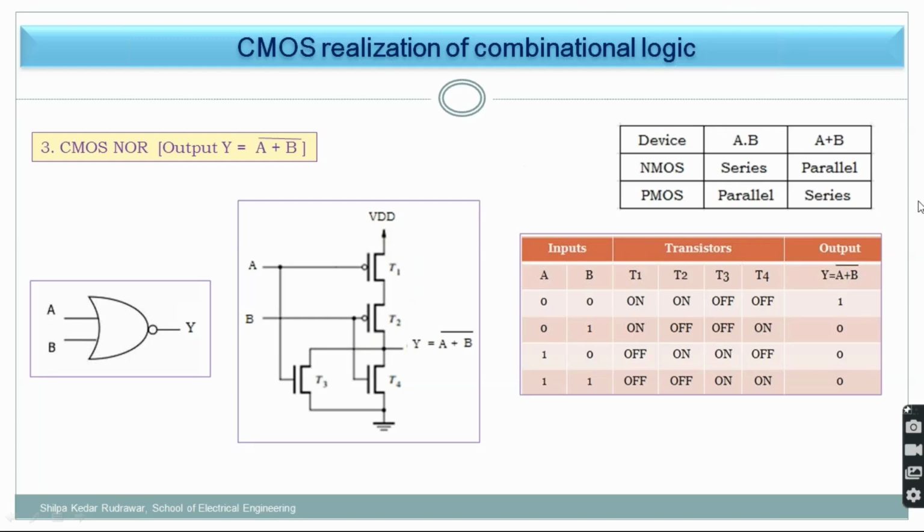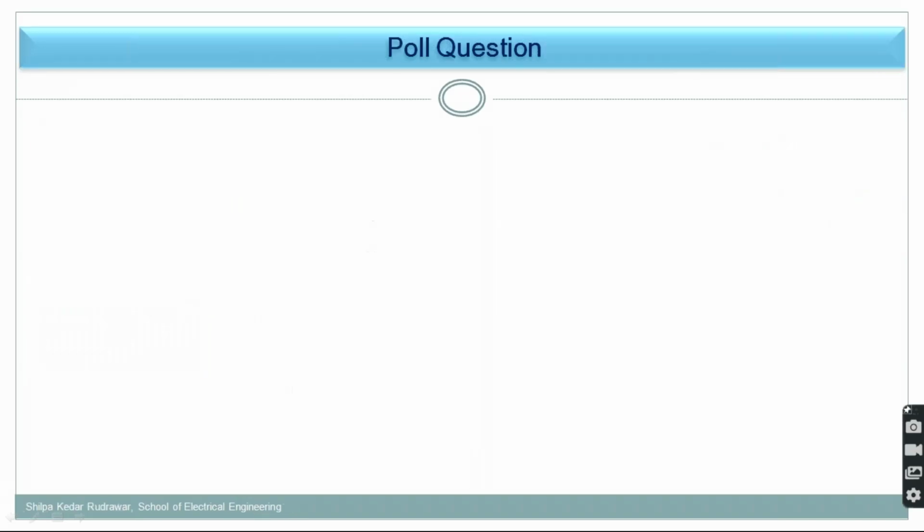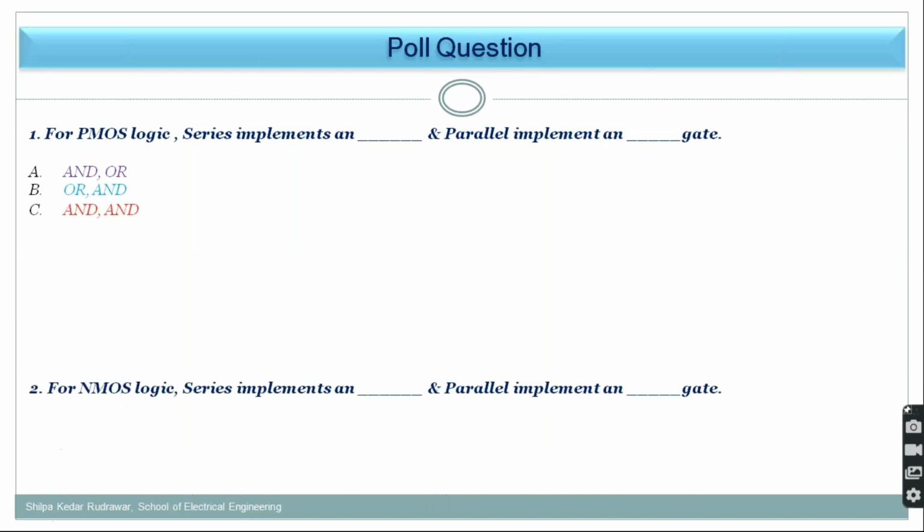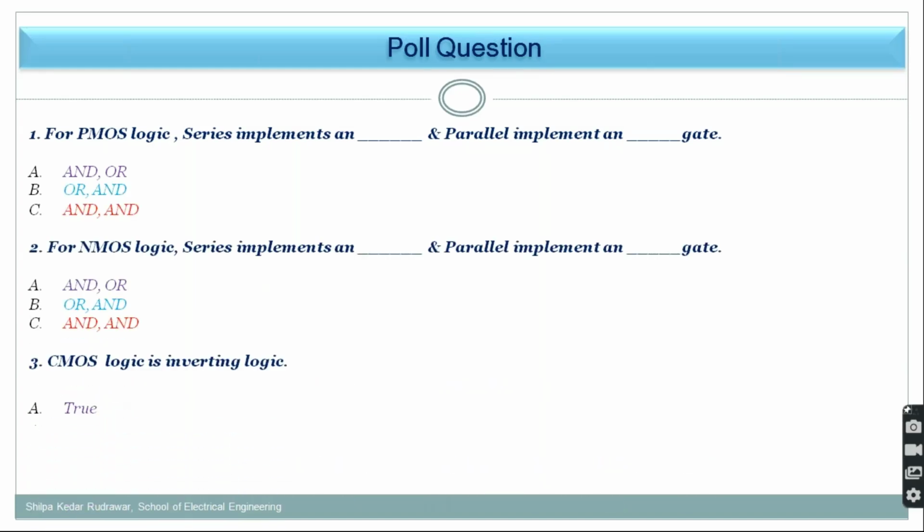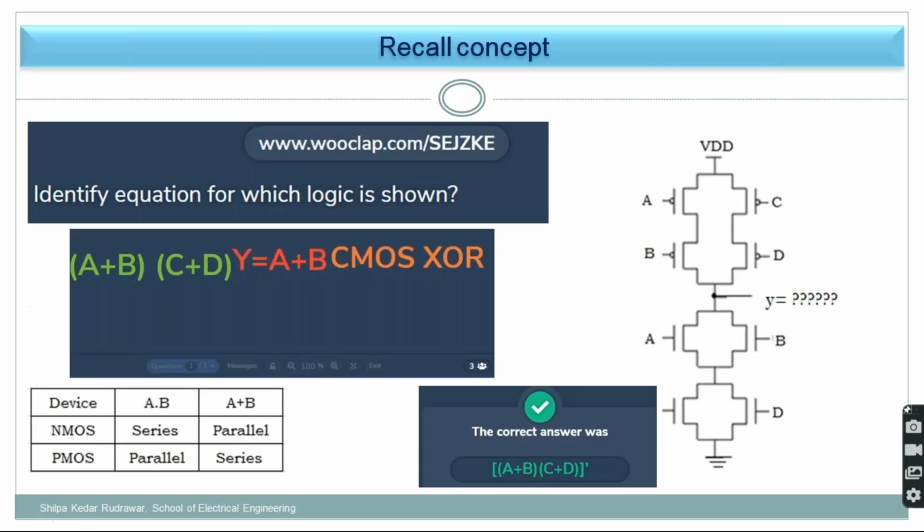So I am going to the next thing, the poll question that we took earlier. I am not going into detail. The first answer is PMOS: or, and. Second is NMOS: and, or, and CMOS inverts the logic. Yes, it gives the inverted logic. We took this on the book lab. Two or three students gave answers, but the correct answer is this one, which I have written over here.